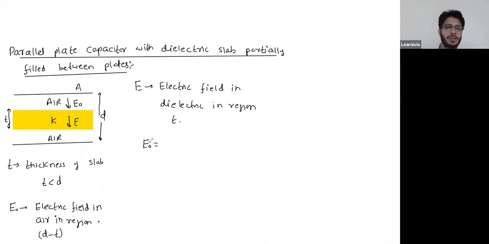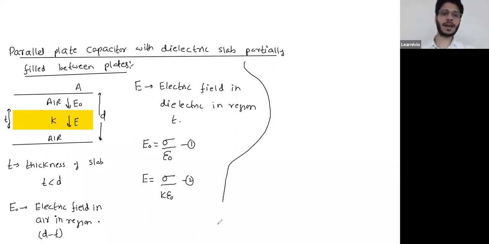Okay, what is the value of E naught? What is the value of electric field in air, Johanna? Now we will use the result that we have calculated in the last two sections. What is the value of E naught here? Value of E naught is sigma over epsilon naught, and E is sigma over K epsilon naught.